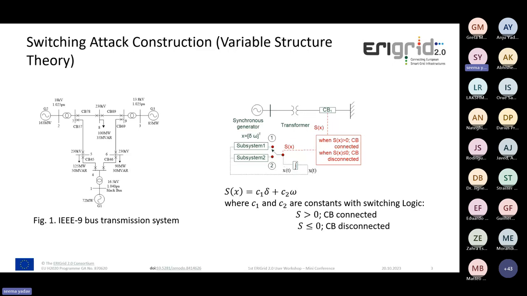For switching attack construction, there are two important things. First is the design of the sliding surface, and second is the attack start time and attack stop time. The sliding surface which I have designed is shown in the figure by the equation S(x) = C1 δ + C2 ω in figure 2, where C1 and C2 are constants chosen by the intruder, and δ and ω are the power system variables, that is the rotor angle and rotor frequency of the power system at normal operating condition. So I have chosen a normal stable sliding surface to make the system unstable.